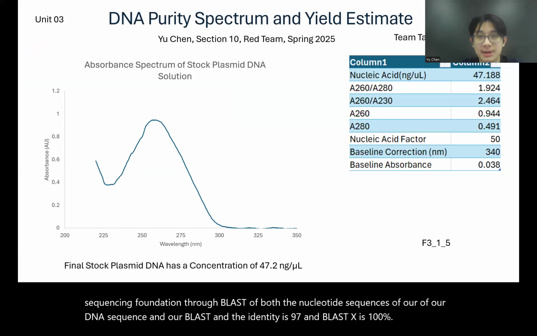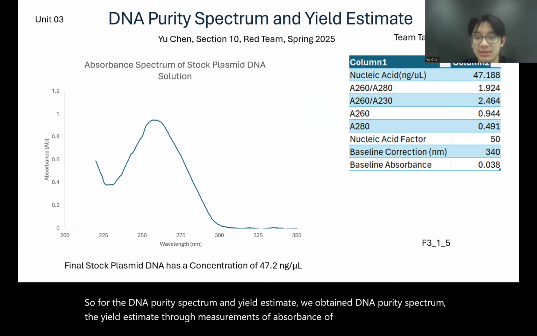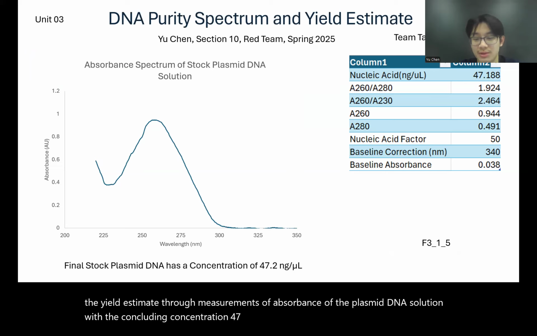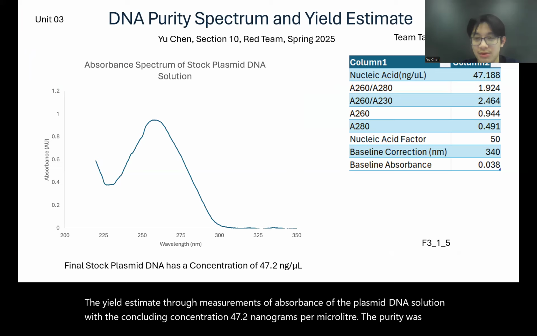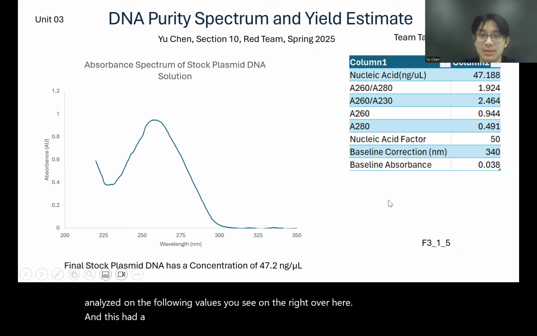For the DNA purity spectrum and yield estimate, we obtained the DNA purity spectrum and the yield estimate through measurements of absorbance of the plasmid DNA solution, with a resulting concentration of 47.2 nanograms per microliter. The purity was analyzed on the following values you see on the right over here, at the different absorbance levels.